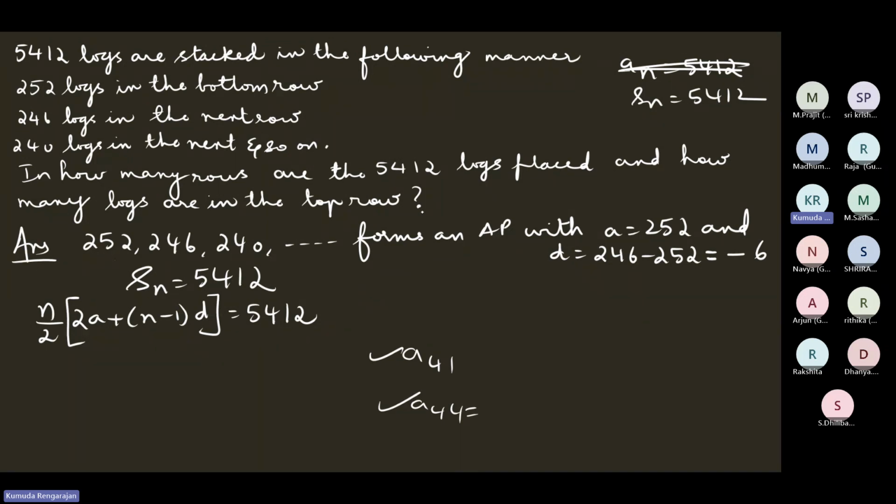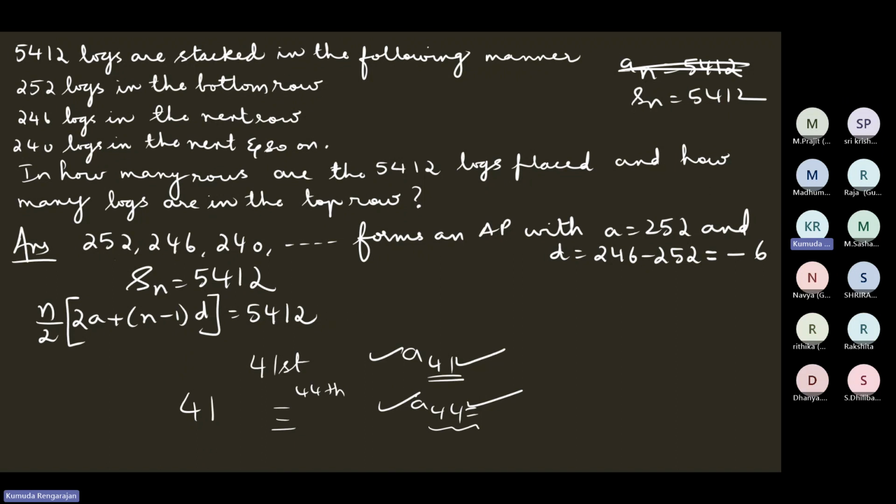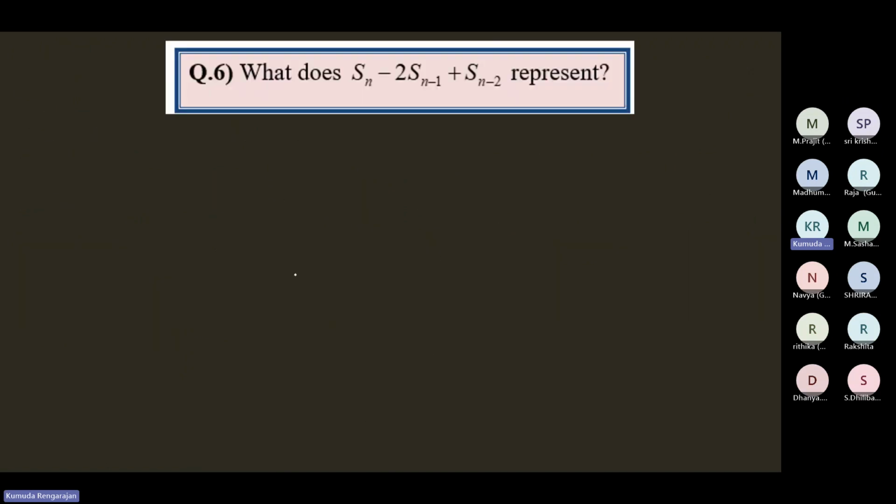How many logs are there in the top row? If there are 41 rows, the top row is the 41st row. If there are 44 rows, the topmost row is the 44th row. If you have arranged the logs in 41 rows, the topmost row is the 41st row. If you have arranged the logs in 44 rows, then the topmost row is the 44th row. And you have to answer that question: how many logs are there in the top row? Meaning you have to find A44, the number of logs in that particular row.